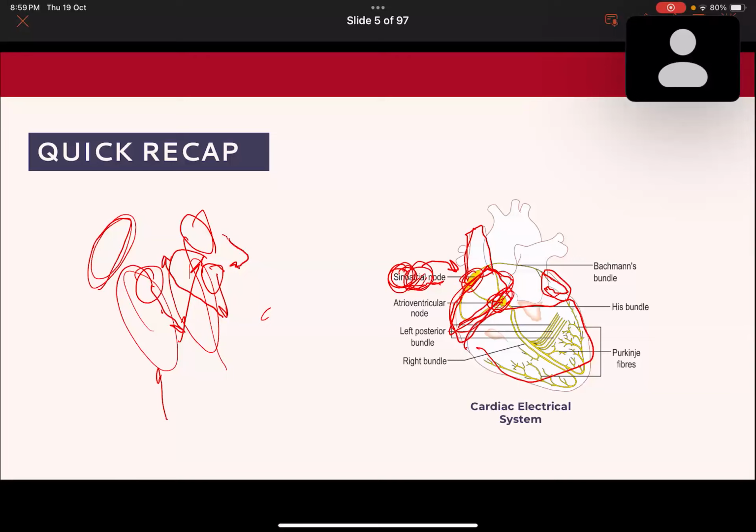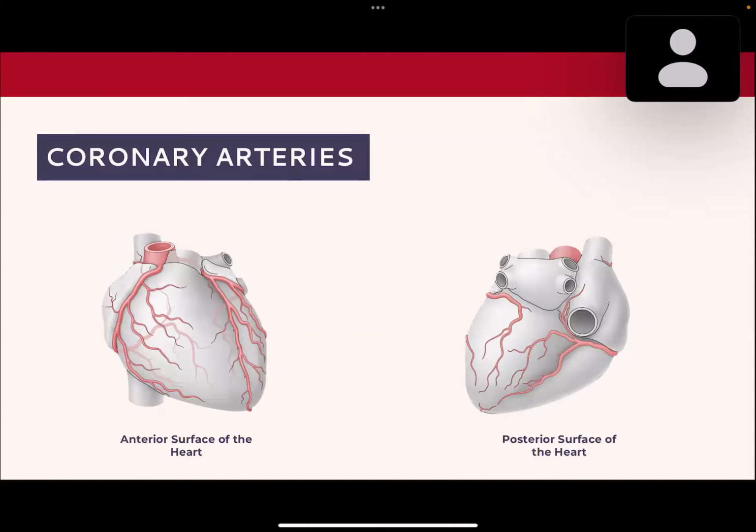The next step in this electrical system is the His bundle, which is separated into two parts. We've got the right bundle branch and the left bundle branch. And then they end up as the Purkinje fibers, which go right back up and integrate themselves into the myocardium to make sure that those electrical impulses reach all the myocytes. So we're done with that part.